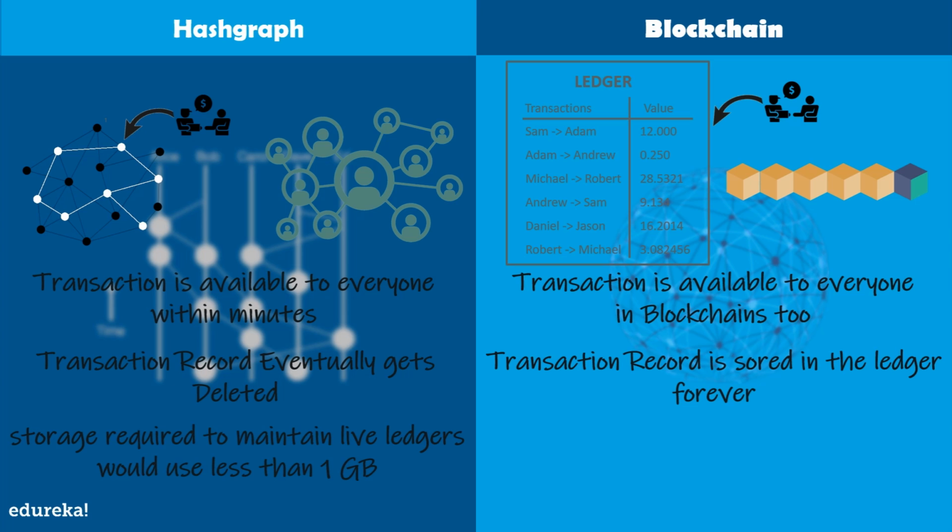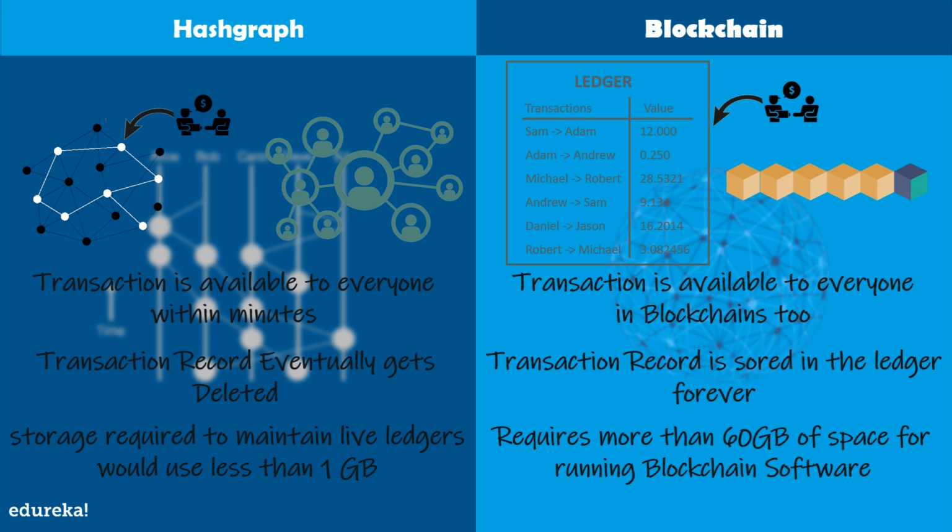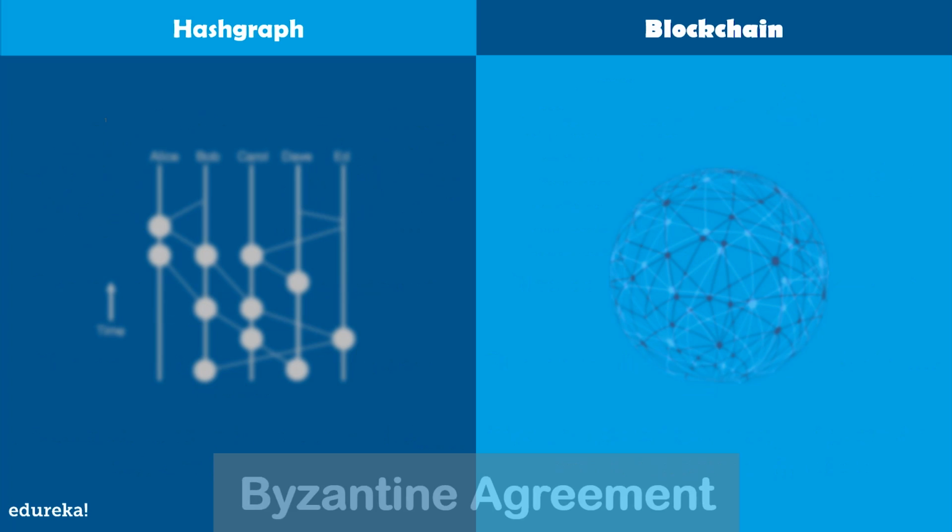Now, unlike blockchain, there is no need to carry the previous record in the ledger. That is why less than 1 gigabyte of storage is needed in hashgraphs, whereas Bitcoin uses around 60 gigabytes of storage. So even your mobile phone can process a node. Now, the next point that we're going to compare hashgraphs and blockchain on is Byzantine Agreement.